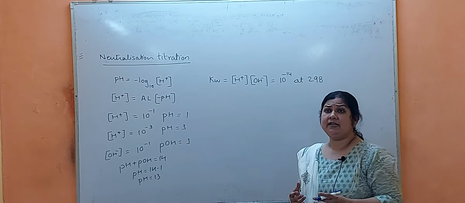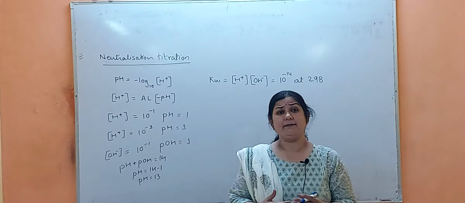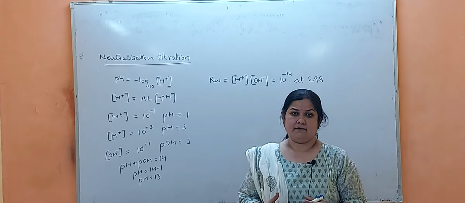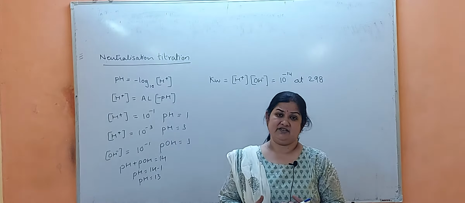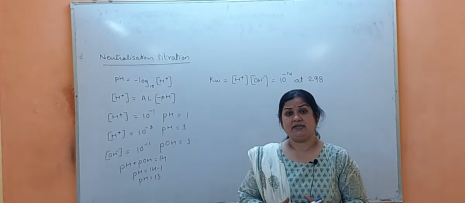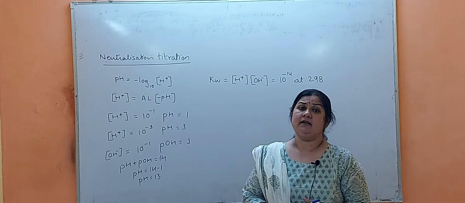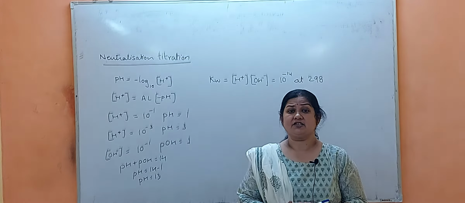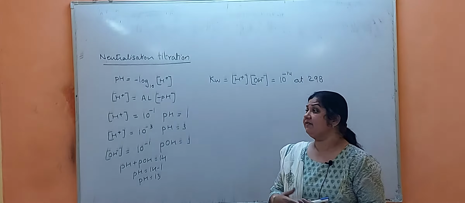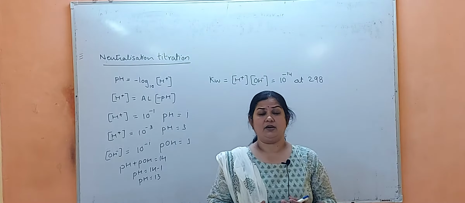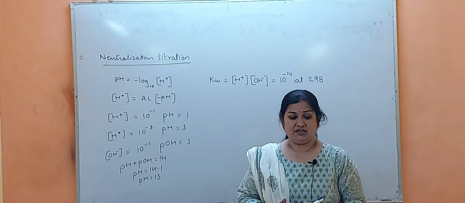Coming to the end point, it is nothing but the experimentally observed completion of the reaction. Through a visible indicator, when the color changes, we say the end point is reached. So it is the experimentally determined point at which the reaction seems to be completed. The difference between the two, that is the equivalence point and the end point, is called the titration error.